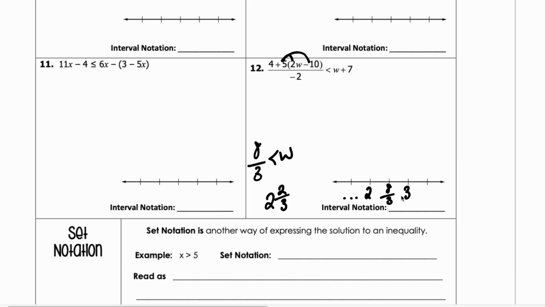Okay, so I need to see if 8/3 is less than w. I'm going to put my circle above that. It's going to be an open interval because it's not less than or equal to. And w is greater, so that means I need to go this way. Okay, so I have my graphed answer, and I'm going to go ahead and write the interval notation from left to right. I hit my 8/3 first, and then I have my infinity, and remember that always gets an open bracket. So there's the answer for 12.